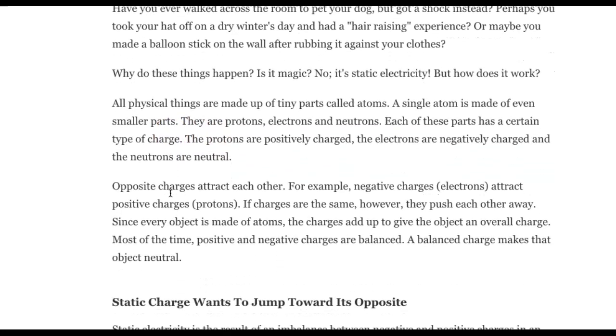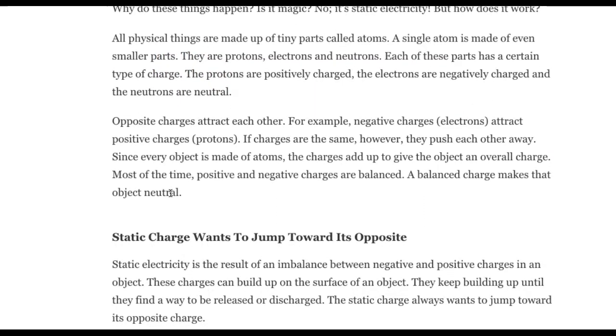All physical things are made up of tiny parts called atoms. And this is something we had learned earlier in the school year, before winter break, too. A single atom is made of even smaller parts. They're called protons, electrons, and neutrons. Each of these parts has a certain type of charge, as we learned. Protons are positively charged, electrons are negatively charged, and neutrons are neutral.